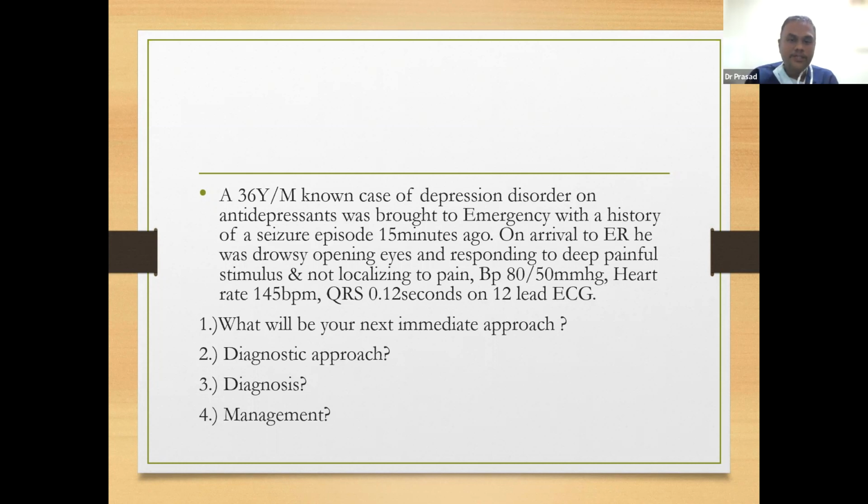Now coming to the diagnostic approach. First of all, we have to look at the history and the clinical features that we are seeing here. So in this case, he is a depression disorder patient on antidepressants, on presentation he had seizures, and also the 12 lead ECG taken is suggestive of prolonged QRS complex. They all are fitting in anticholinergic overdose.